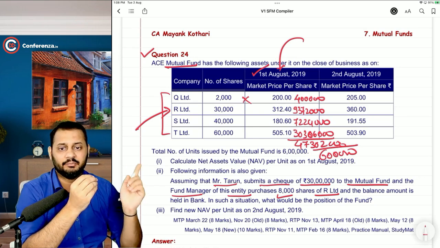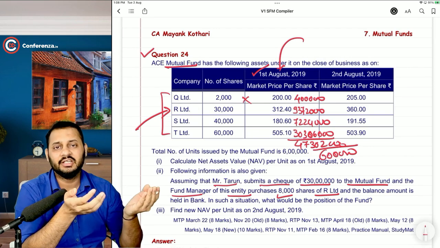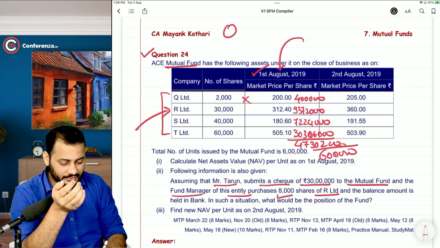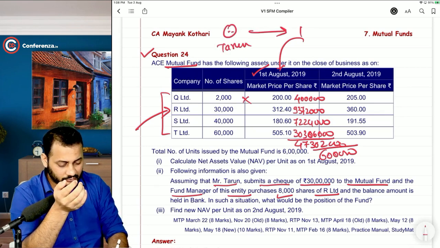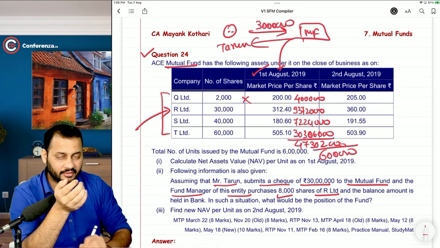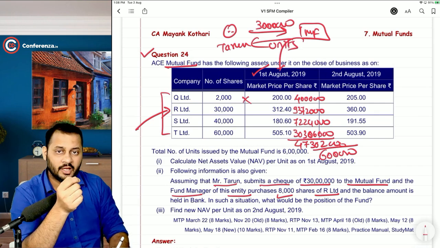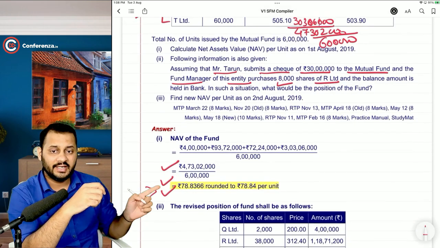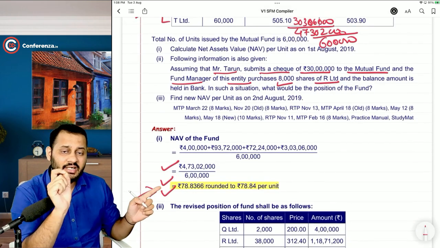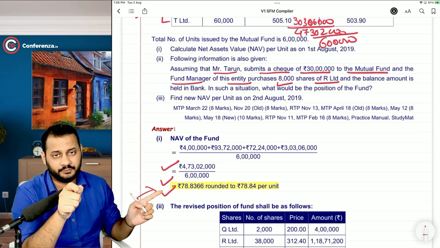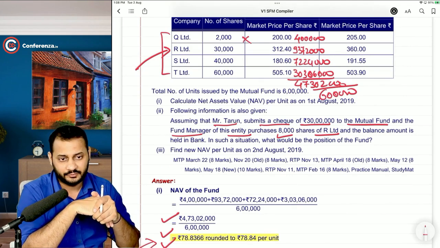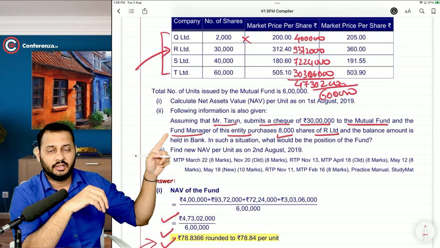Basically, it means that Mr. Tarun is investing in the mutual fund, right? So by paying 30 lakh rupees, this is Tarun, this is mutual fund. Tarun has given them 30 lakh rupees, and in return he will get the number of units at the NAV of that date, which is calculated here. So he is buying every unit at 78.84 rupees, and he has paid 30 lakh rupees.